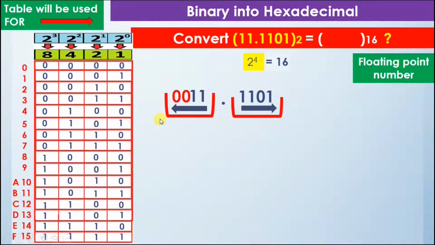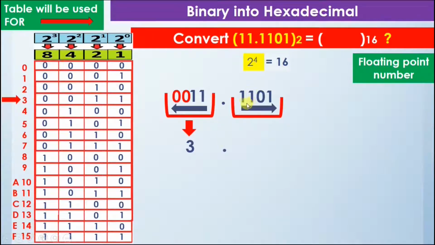First of all, we will find the value 0011 in the table. Where is the value 0011 in the table? Here it is, and it is equal to the hexadecimal digit 3. So we write 3 here. Next comes the decimal point, and it will maintain its position.